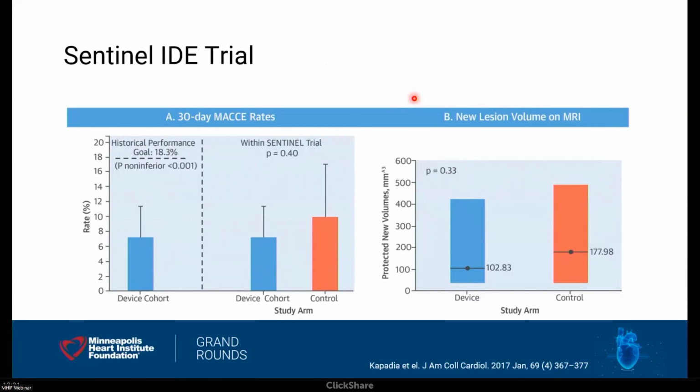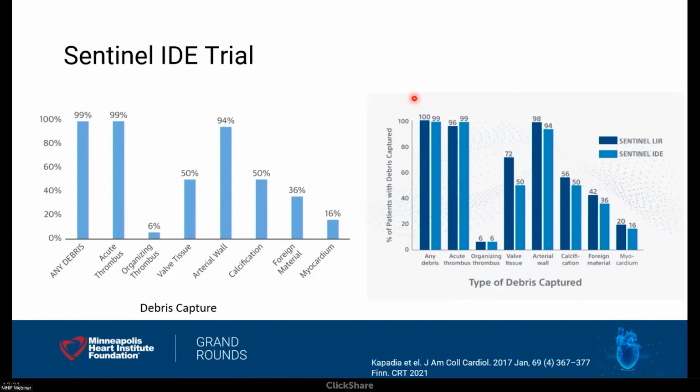There's no difference in the 30-day major adverse events. However, it did not show any significant difference in new lesions and volume of new lesion volumes on MRI. And the device primarily got approved because it showed that it captures debris. And we always thought that this debris is coming from the valve, which is not 100% true. So looking at the pathology of it, it actually can be anything from acute thrombus, arterial wall, foreign objects, calcification. So it's a mixture of things. And the same rates were actually shown in the Sentinel low and in the intermediate risk cohort that the company maintained.